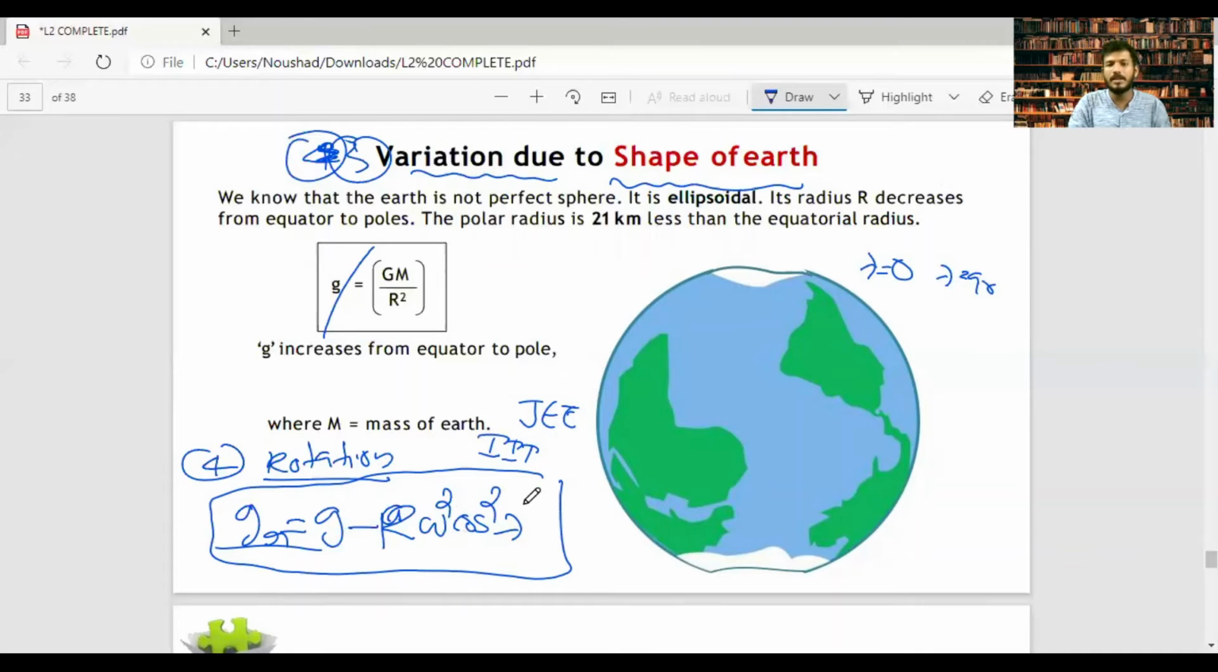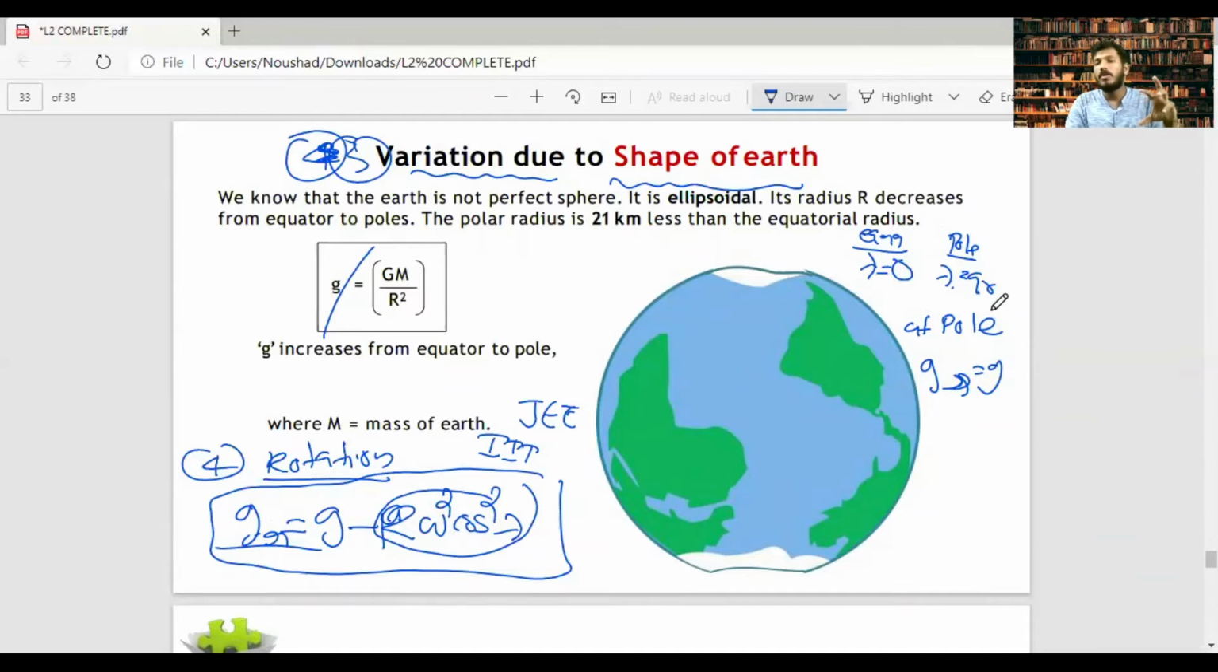When lambda is 90, what is cos 90? Cos 90 is 0. At the equator, lambda is 0. At the poles, lambda is 90. Cos square 90, so at the poles cos 90 is 0. So this term is 0. At the pole, listen, lambda is 90, so g_r is equal to g.